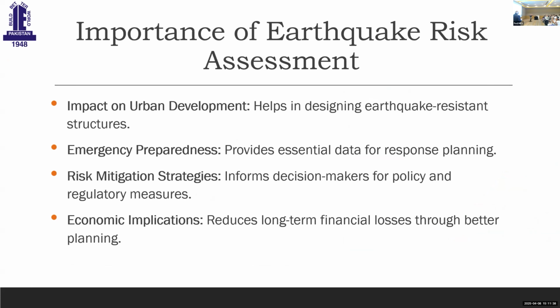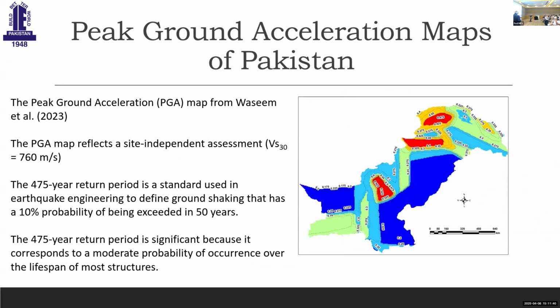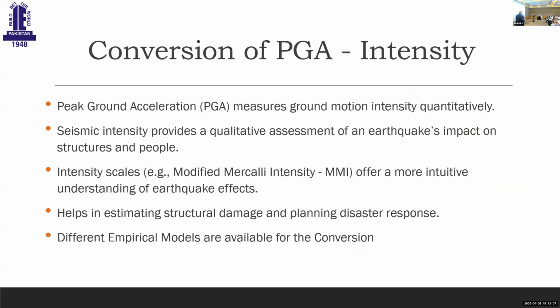So, the importance, I think I've already spoken about. In order to do that, we have to develop a peak ground acceleration map with the kind of things that my colleague from Myanmar has spoken about. So we have developed the peak ground acceleration map for 475 years. Normally buildings are designed for 475 years, which means that there is a 10% chance of having an earthquake in the next 50 years. And based on that, the peak ground acceleration map is shown up here. And then the peak ground acceleration map is to be converted into intensity.